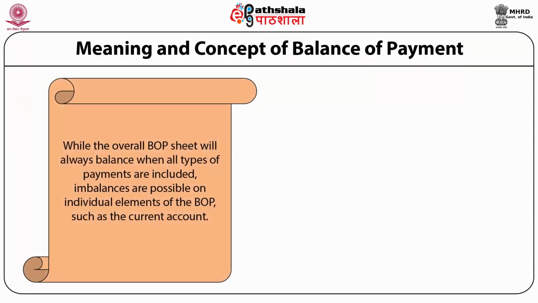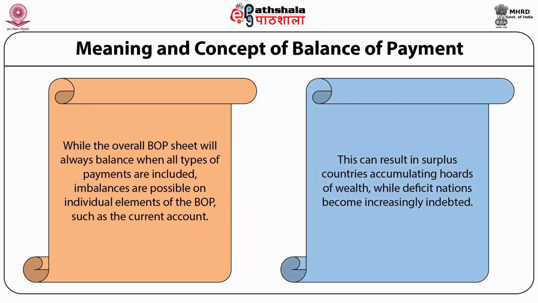While the overall BOP sheet will always balance when all types of payments are included, imbalances are possible on individual elements of the balance of payment, such as the current account. This can result in surplus countries accumulating hordes of wealth while deficit nations become increasingly indebted.